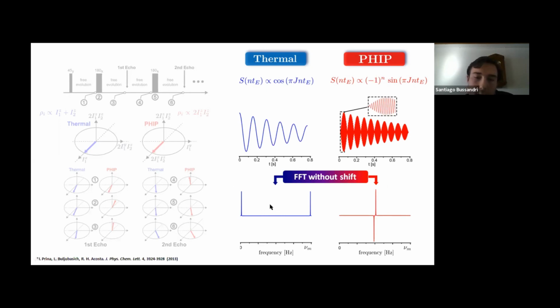And let me be clear here. Usually in NMR, you perform a shift in the frequency axis in order to have these thermal peaks in the middle. If you don't do this shift, this is what you will obtain. You will see that even though you don't do this shift, the FIP peaks appear in the middle, in the center of the spectrum. That's because this factor, due to this phase shift of the operator, is the same as doing the shift in the fast Fourier transform algorithm. So here we have a tool to discriminate the contribution coming from thermally polarized spins from that of FIP polarized spins.